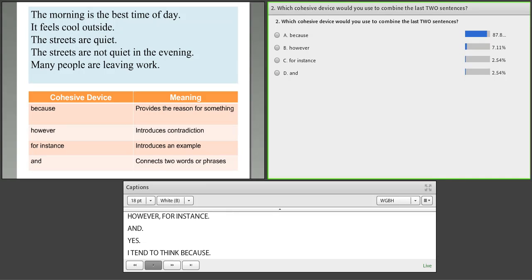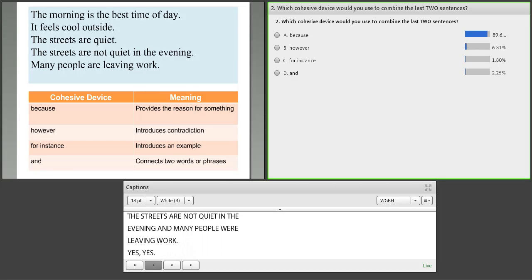Yes, I tend to agree, because. It looks like 86% of you chose because. I think that is a good option here, although and could work too. The streets are not quiet in the evening and many people are leaving work.